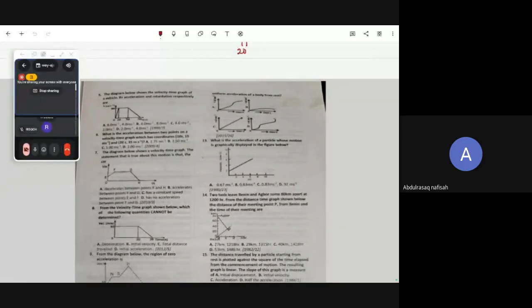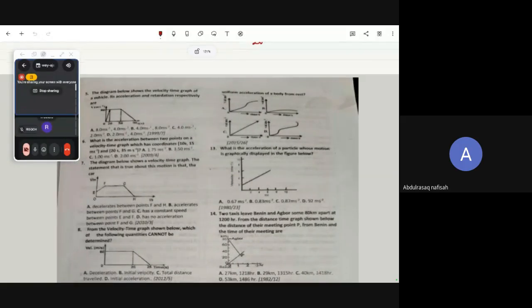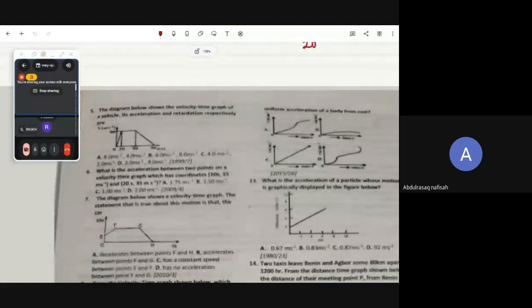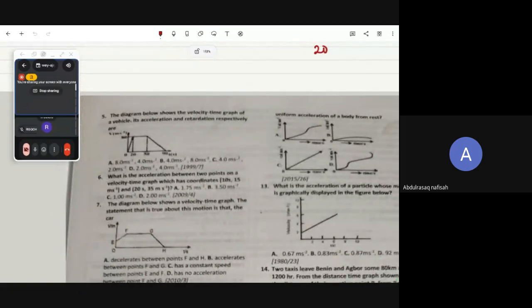The diagram below shows the velocity time graph of a vehicle. Its acceleration and retardation respectively are. Let's zoom in. Don't worry. You'll be able to see the question correctly from your own end on the day of your exam. So don't be scared that, my question, I didn't know. You will not see it like this.